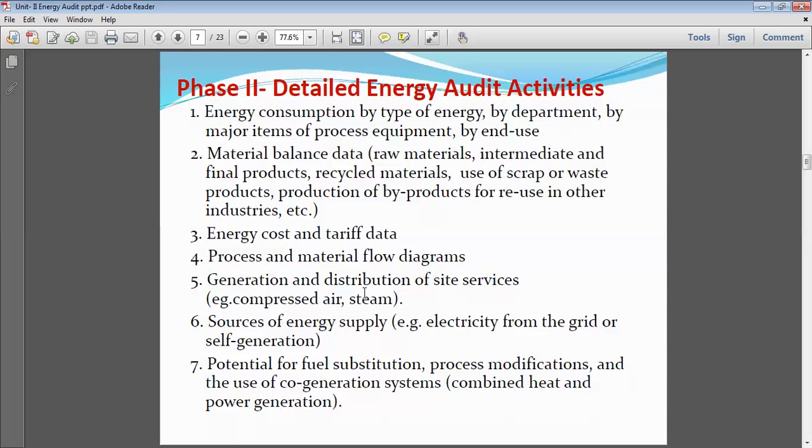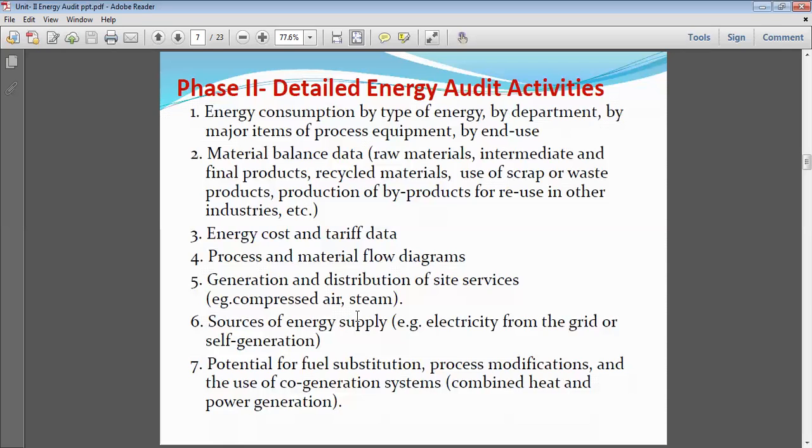Now, the next point is the generation and distribution of site services. What is the generation? It is not only if you have your own generating plant, but also the distribution. So what is the distribution methodology we have adopted? What are the different types of cables there? What is the route of the cable? Isn't it?